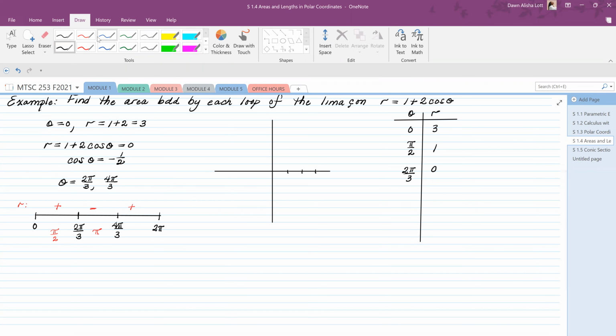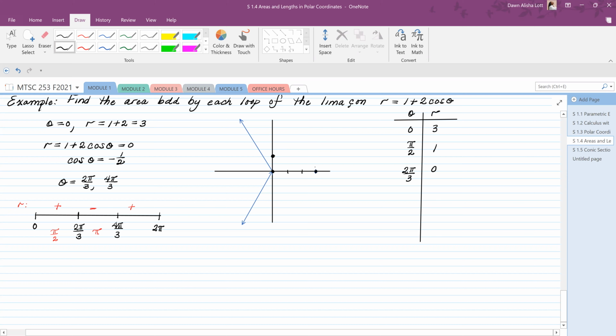Okay, so let's graph these thetas for a moment. So here is theta being 2 pi over 3. And then here is theta being 4 pi over 3. Okay. So I know that here I get the point 0. Oh, yeah, r is 3. I know that when I get to pi over 2, r is 1. And then I know when I get to this angle, I go back to 0, so I'm here.